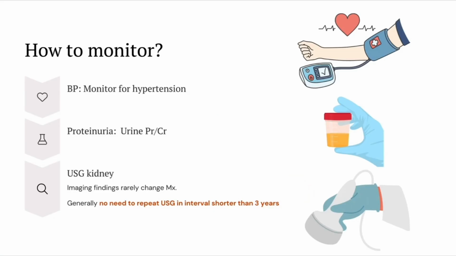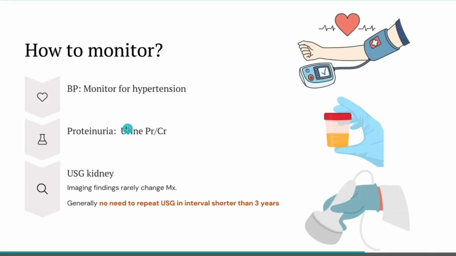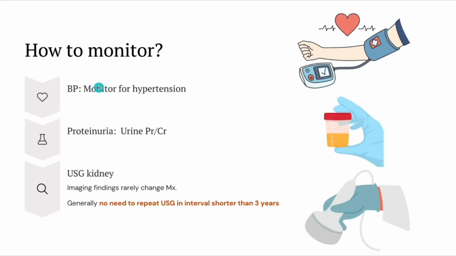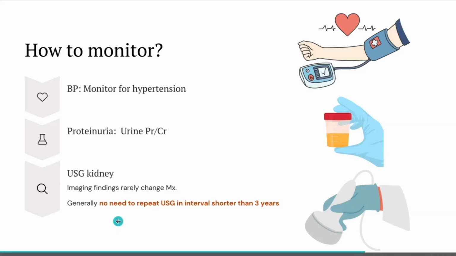So how do we manage and how should we monitor the disease? First of all, like all other kidney disease, we need to monitor the blood pressure. We need to monitor for hypertension. If they have hypertension, do think of treating that. We need to monitor for any proteinuria. Sometimes we can do the urine multistix, or we can send the urine protein creatinine ratio to the laboratory to monitor the proteinuria. And we can also do serial ultrasound of the kidney. Although the imaging findings rarely change management, we can do it serially, but we should not do it very frequently. According to international consensus, we should not repeat the ultrasound at an interval shorter than 3 years.